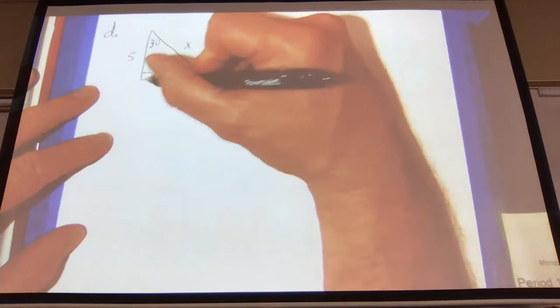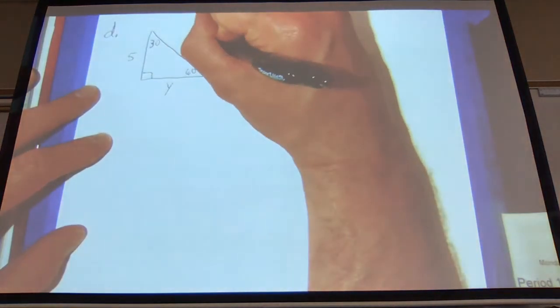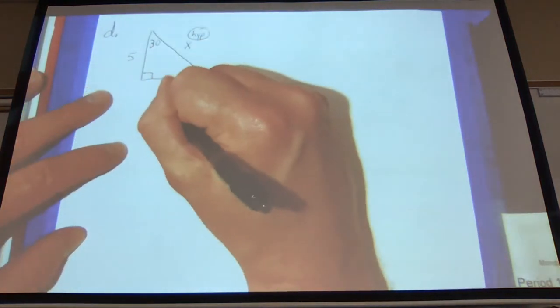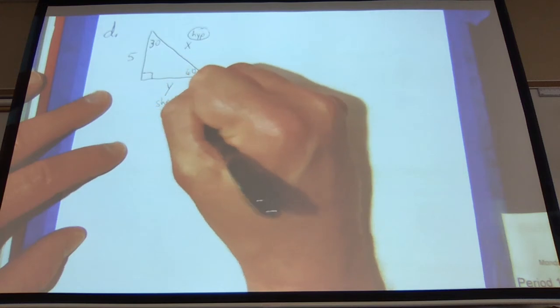And before I even put the equations down, let's go ahead and mark the parts here. Across from the right angle is your hypotenuse. Across from the 30-degree angle is your shorter leg. Across from the 60 is the longer leg.